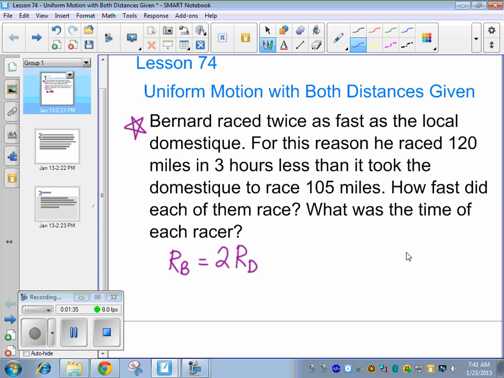All right, for this reason, he raced 120 miles. As soon as they give you a distance, all you need to do is rate times time is equal to 120. And we're talking about Bernard. So rate Bernard times time Bernard equals 120. And it says that the domestique went 105 miles. So that means that rate of the domestique times time of the domestique equals 105.